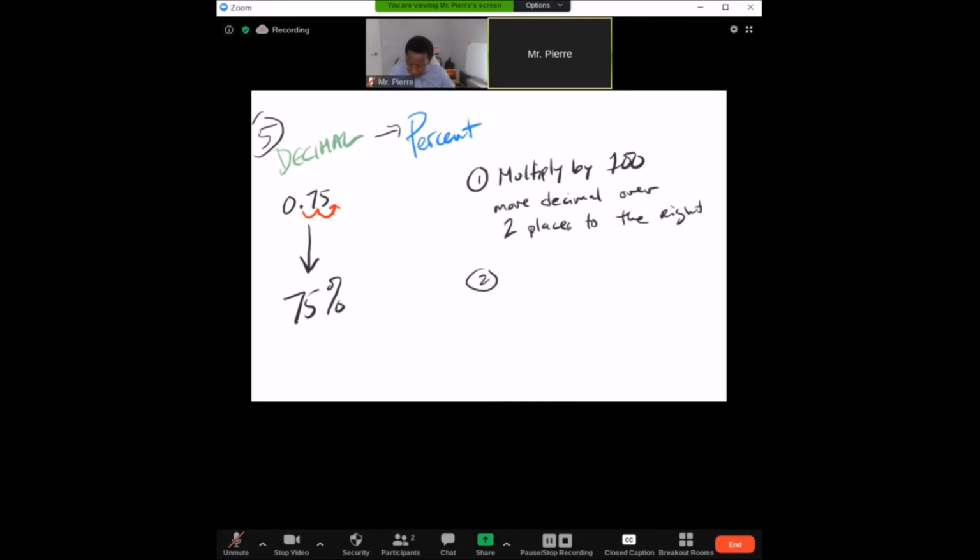So when we multiply by 100, we're moving the decimal over to the right 2 places. And then the second step is add the percent sign. Alright, so all of this we did in class. The left side of 1, 3, and 5, we did that in class. We're now going to move over to the right side and do 2, 4, and 6.